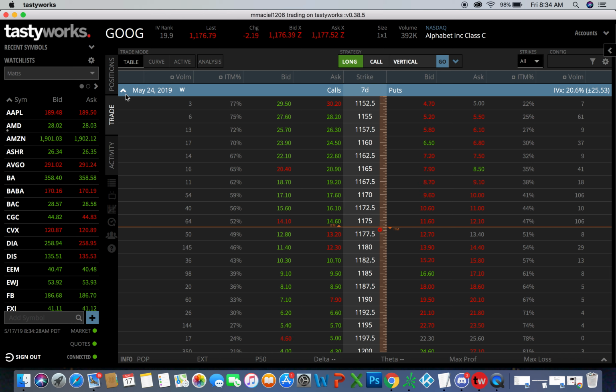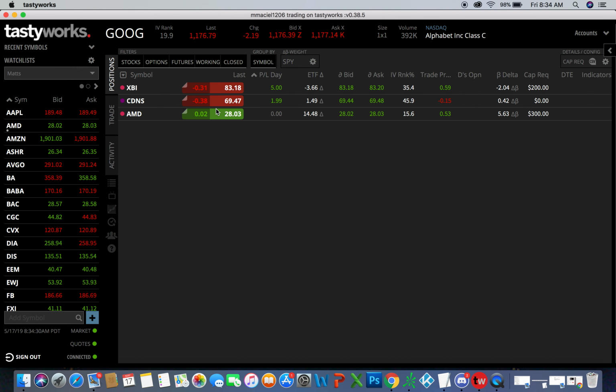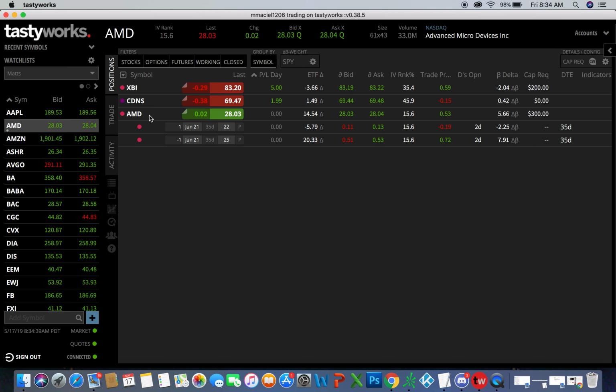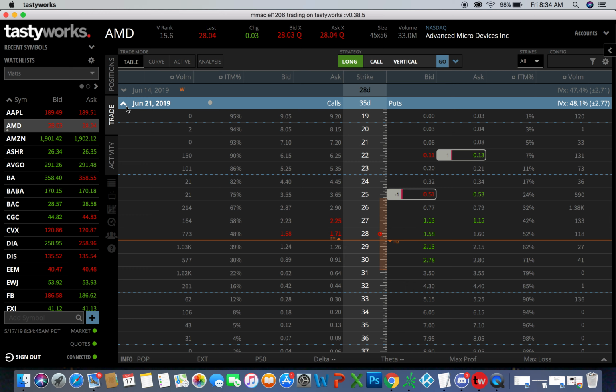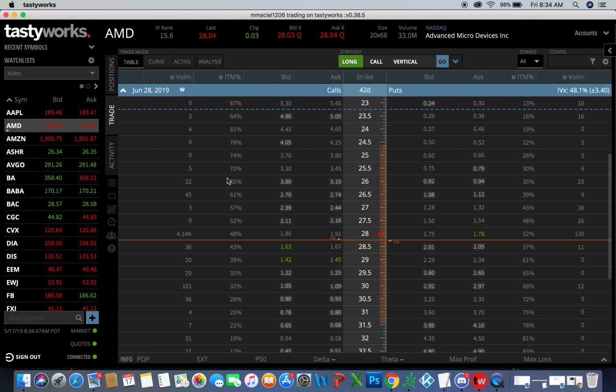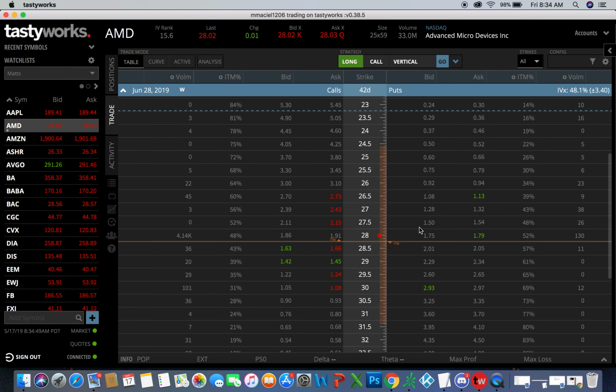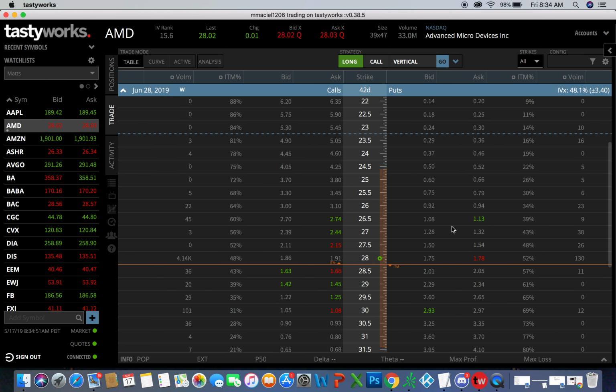All right, our next rule is going to be trade small and trade often. Now, why do we say trade small and trade often? The premise behind that is the law of large numbers. So let's say you take a trade here. Let's use AMD as an example because I have an AMD trade on. Let's go out to the quarterly. Actually, it's going to confuse me with that one there. Let's go out to the June 28th weekly. It's 40-some odd days to expiration.